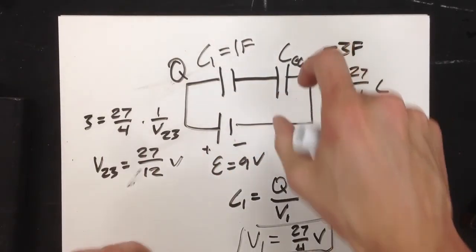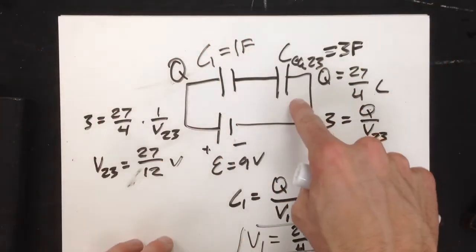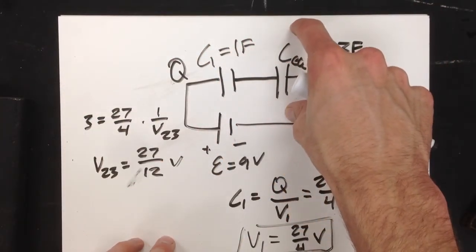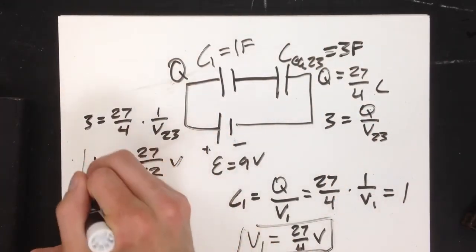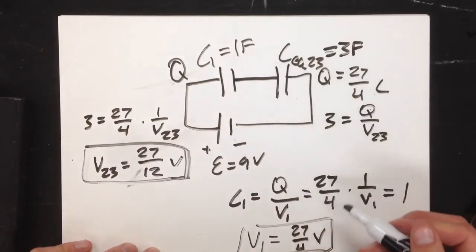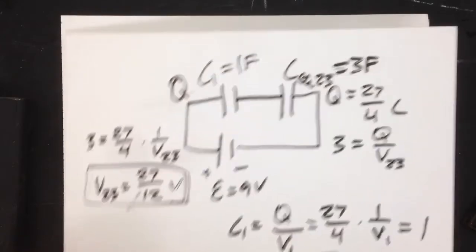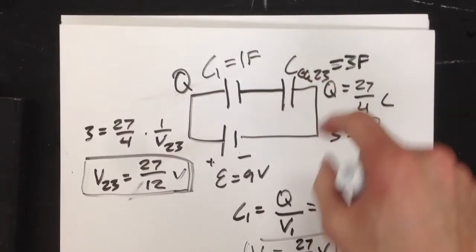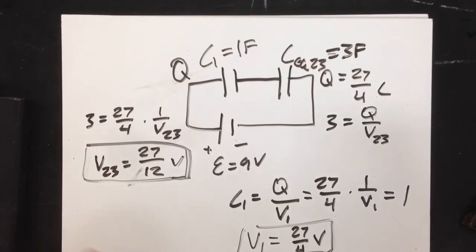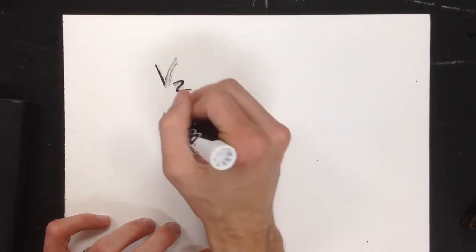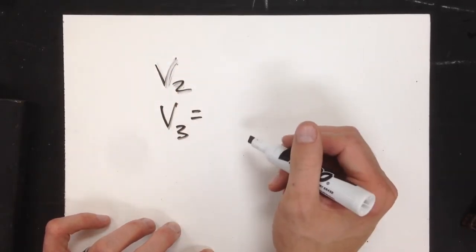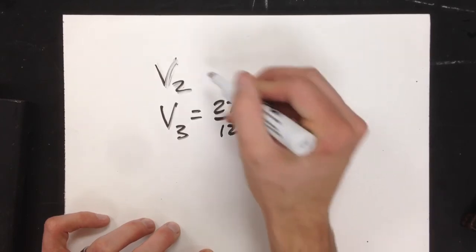I still have to dive further in and look at the two capacitors that were in parallel with each other. So let's look at what we know about those capacitors. I know the voltage across their equivalent capacitor. It's 27 over 12. And remember, C equivalent was those two capacitors in parallel. Things in parallel have the same voltage, which means the voltage across my second capacitor and the voltage across my third capacitor both equal 27 over 12 volts.